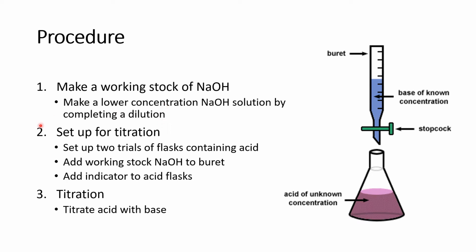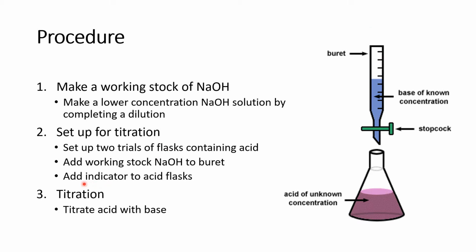From there, you're ready to start setting up for your titration, right? So we are first prepping a solution that we need, and then we actually need to set it all up so that we can do the titration. Your titration is going to look like this. You're going to have something called a burette over our Erlenmeyer flask containing our acid. And we're actually going to set up 2 trials of this, right? So you're going to have 2 separate flasks containing acid. The volume and everything is listed in the procedure, and I'm going to have a little video after this to show you. From there, we will be adding our working stock to the burette and have that ready.